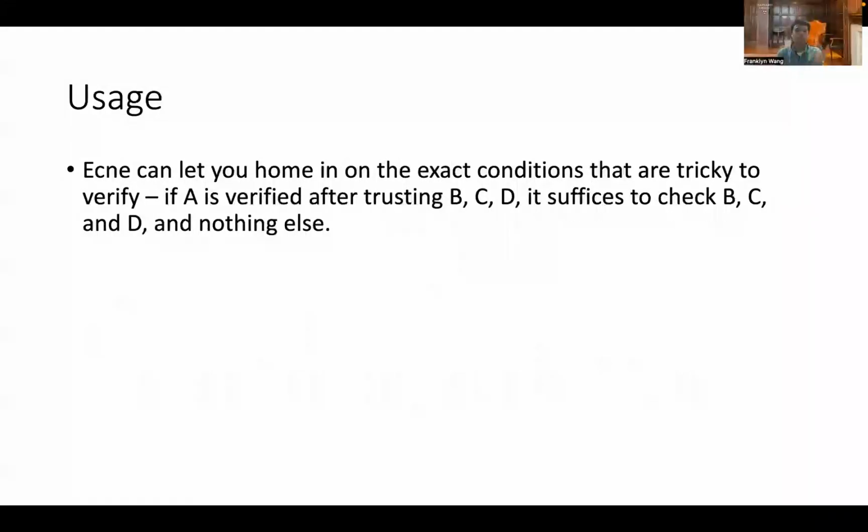So now let me talk about how you might use Ecne in practice. So Ecne lets you home in on the exact conditions that might be tricky to verify. So say that you can verify A by trusting B, C, and D. So in this case, it means that you just need to check B, C, and D, and you don't need to check anything else, right? You just need to check B, C, and D.